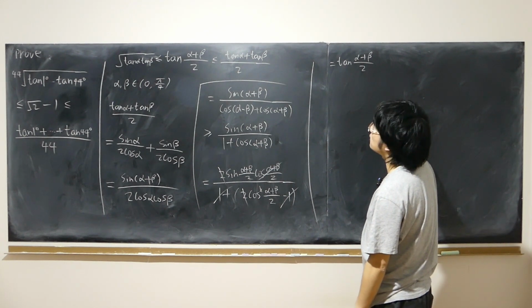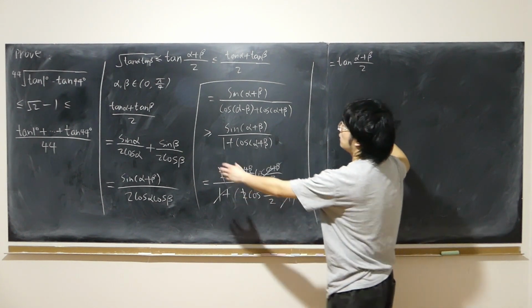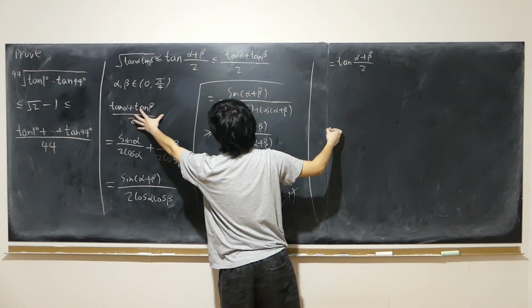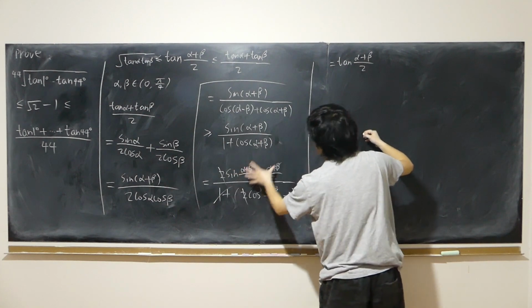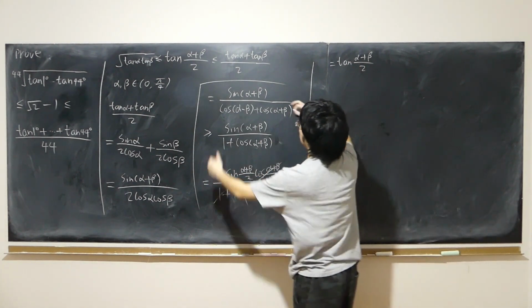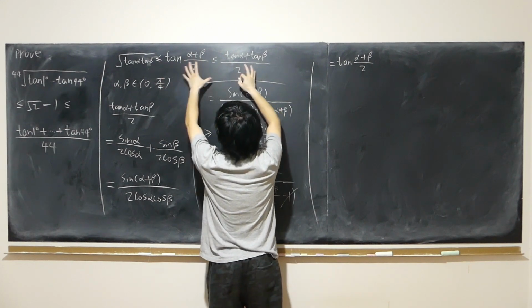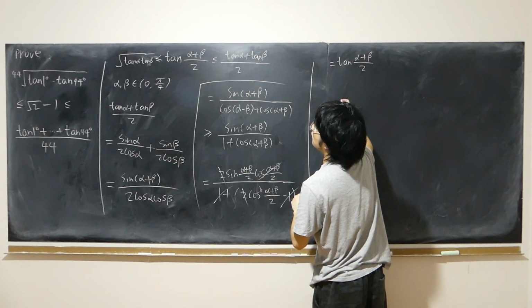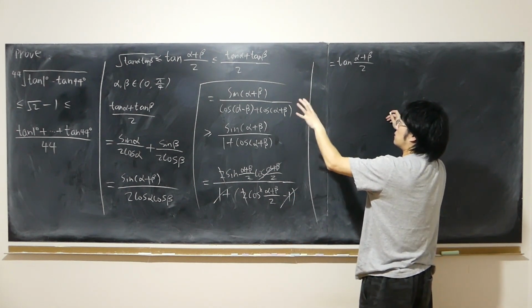So what do we have? Yes. Like I showed, half of tangent alpha plus tangent beta is bigger than or equal to tangent half of alpha plus beta, right? This is what we have. So I'm done with the right-hand side. Now the left-hand side, I'm going to start with the left-hand side, right?